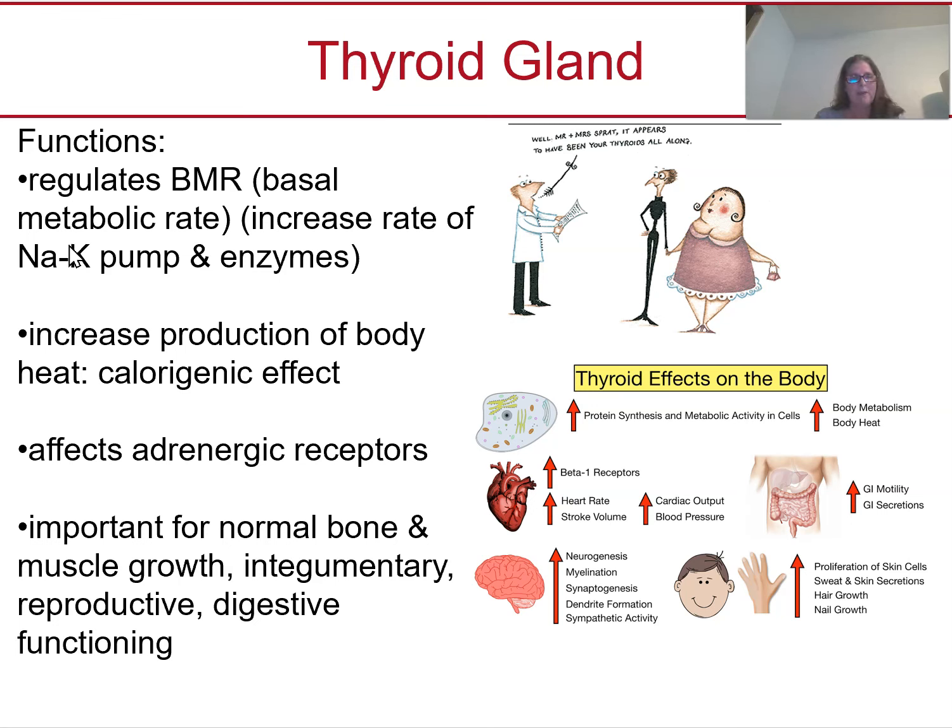So it's critical for that. Now, every time we generate ATP, we produce heat because we're only about 40% efficient. So we lose a lot of heat. So it also is calorigenic, meaning it produces heat. It affects the adrenergic receptors. Remember, these are the receptors that bind norepinephrine. It's going to do things to your heart, like increase your heart rate and how strongly it contracts, and raise your blood pressure. And it's critical for everything, for normal bone and muscle growth. It has effects on our skin, on our reproductive system, and our digestive system functioning.